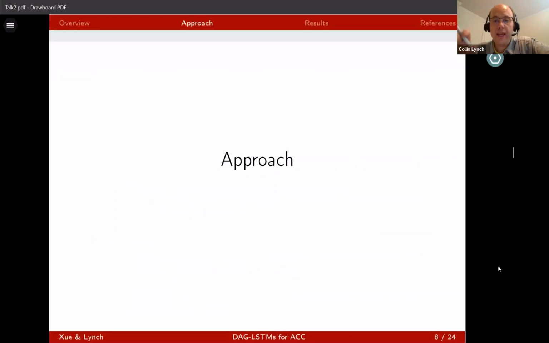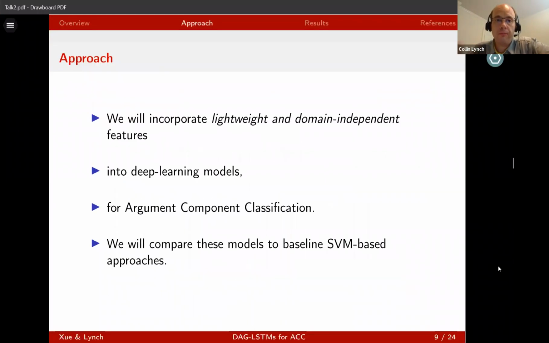The approach we take here is as follows. Our goal is to incorporate lightweight and domain-independent features, that is, linguistic and statement structures that are separate from the specific topic of the argument, into deep learning models for the purposes of argument component classification. We're then going to compare these deep learning models with features to some baseline models based on SVM using the work of Stab and Gurevych that I described above.